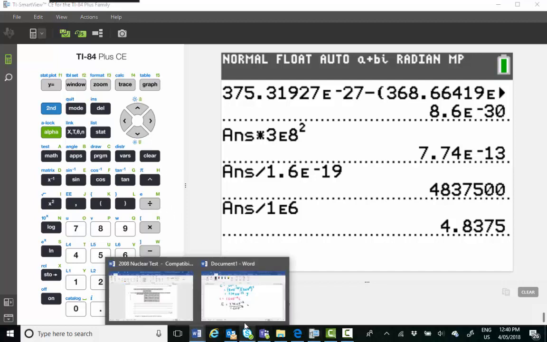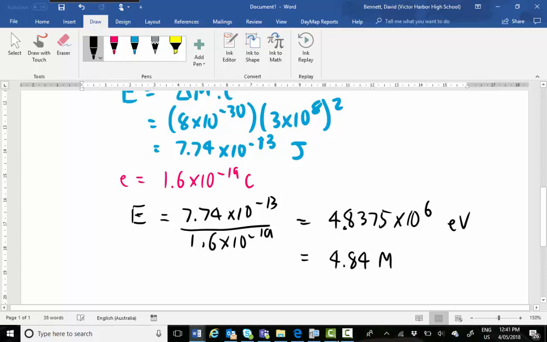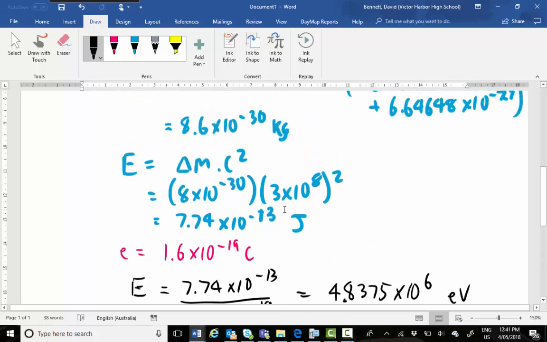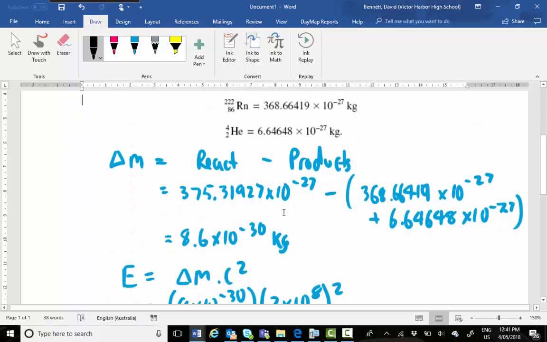So we're going to write that down over here. When we get that, we get 4.8375 by 10 to the 6 electron volts, written scientifically, which is equal to 4.84 mega electron volts. So for every nuclear reaction, every decay there, we're going to release 4.84 mega electron volts worth of energy. So that's the process of going through doing an E equals mc squared question.